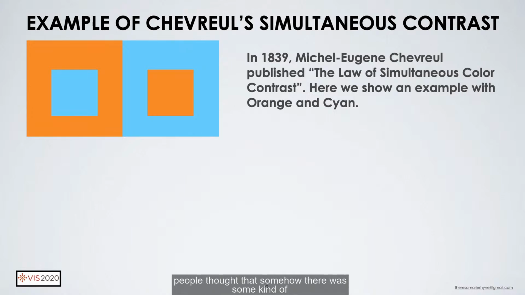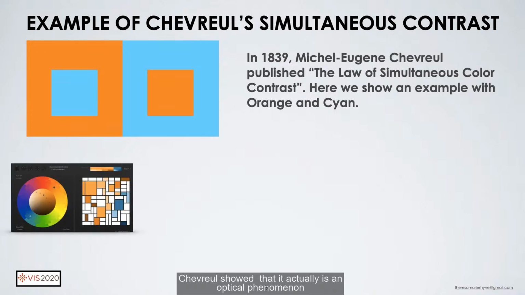People thought that somehow there was some kind of fading in the chemistry, or somehow the colors in the threads interacted with each other and caused some kind of mixture. Chevreul was to show that it's actually an optical phenomenon called simultaneous contrast. Our eyes were producing the contrast.